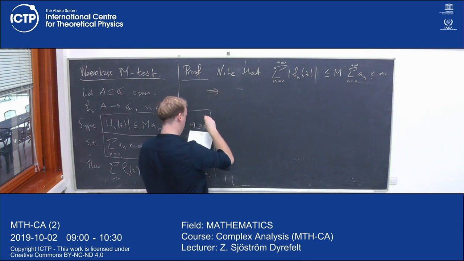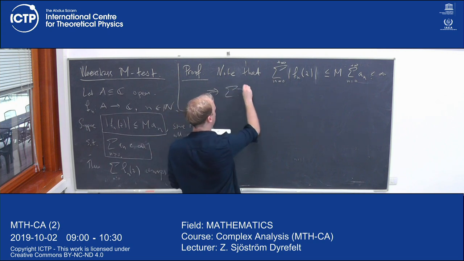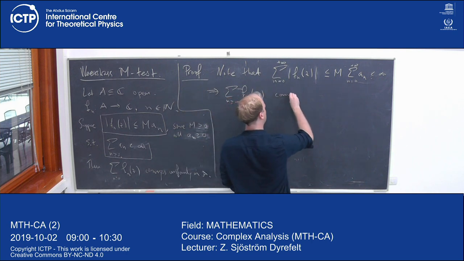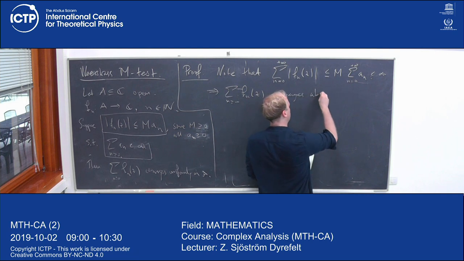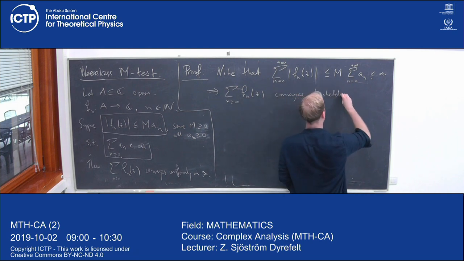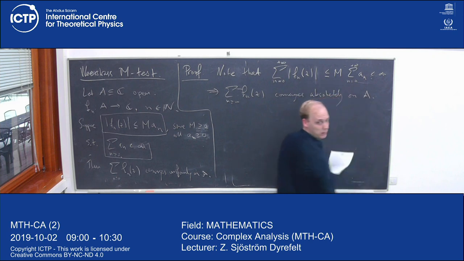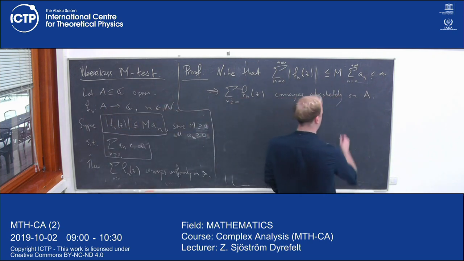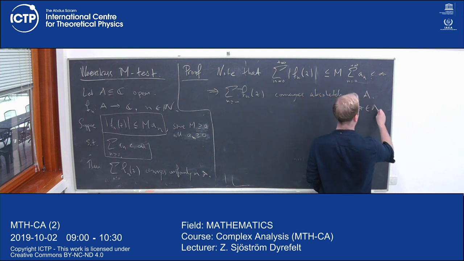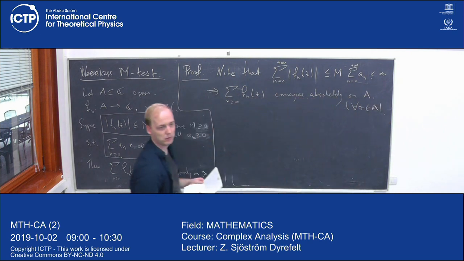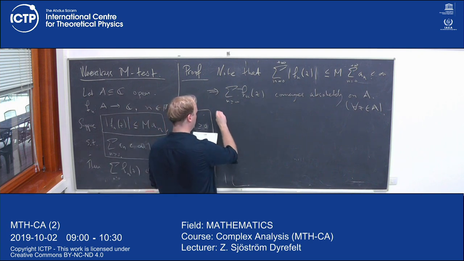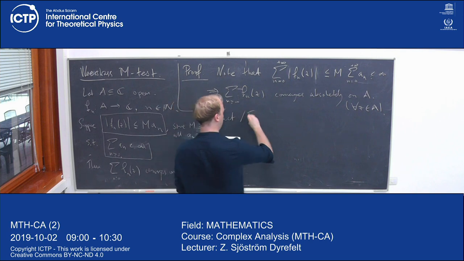which implies that the sum of f_n(z) converges absolutely on A. So this is the first step: for any z in A, this converges absolutely. Now we have the following claim, fact, exercise.